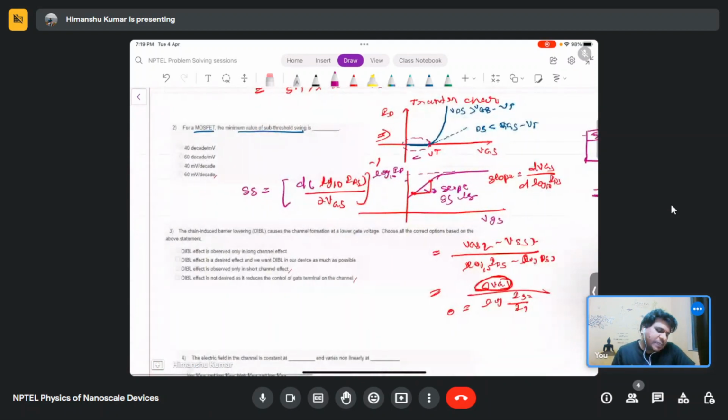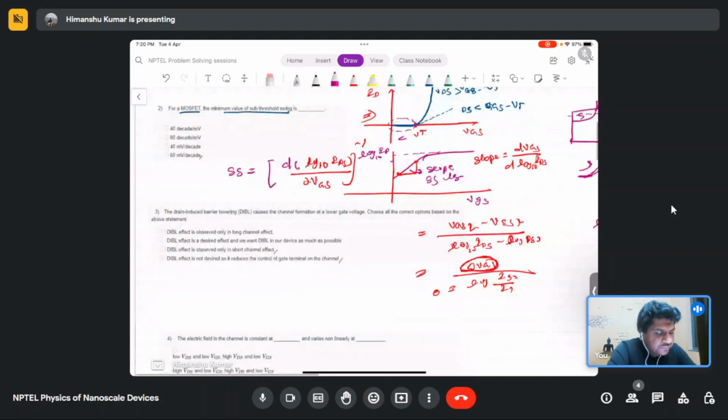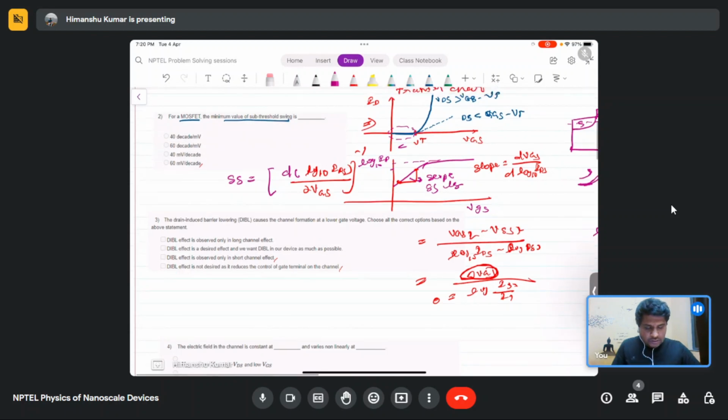For some special cases, there are steep slope devices using ferroelectric dielectrics, and a slope of less than 60 millivolt per decade is possible, but those devices are not on a commercial scale. They are in research, not in the current state of the art MOSFET technologies. Okay, so the correct answer for this will be 60 millivolt per decade. So, is there any confusion in this?